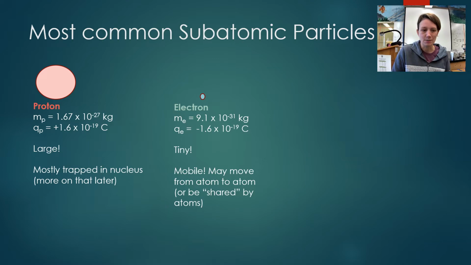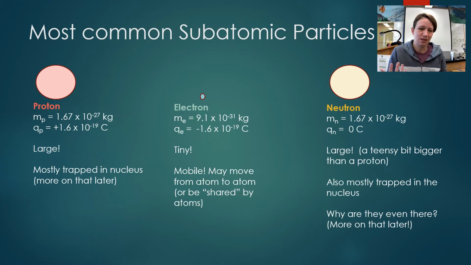negative 19th coulombs. The other thing to note about electrons is that they can move around a lot. So unlike the protons, they're not trapped anywhere. They can be shared and move from atom to atom all the time, and that's going to be really fundamental to our understanding of electric everything, is that electrons move and protons basically don't.